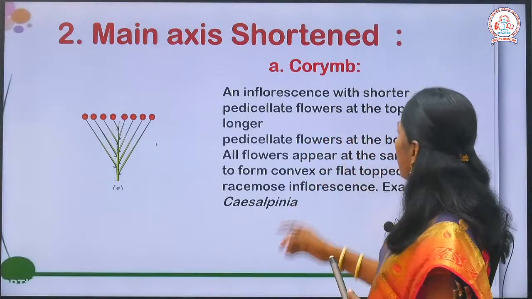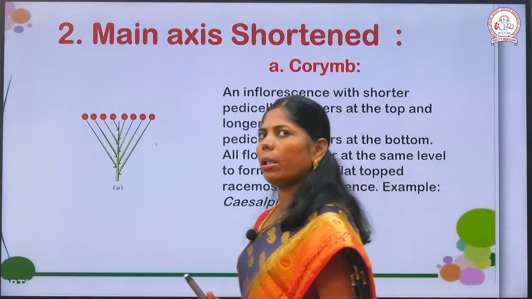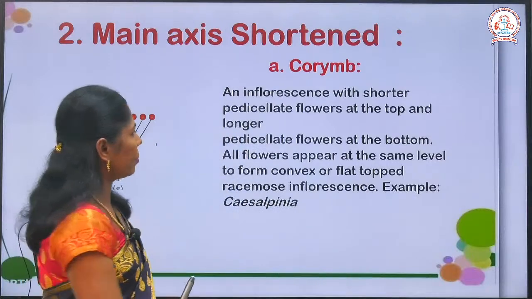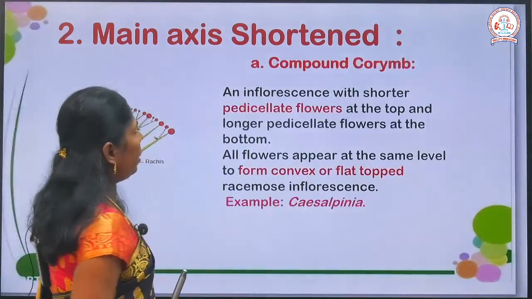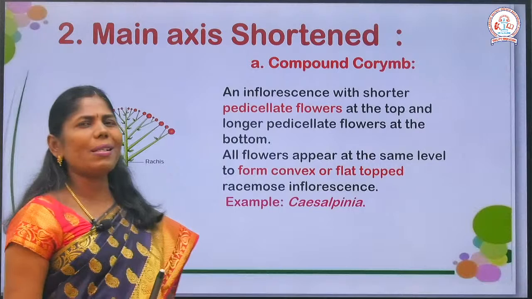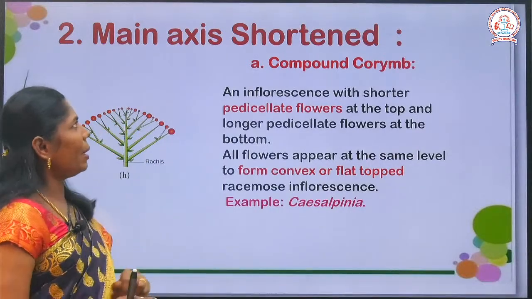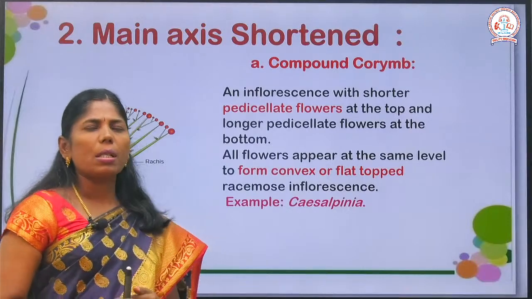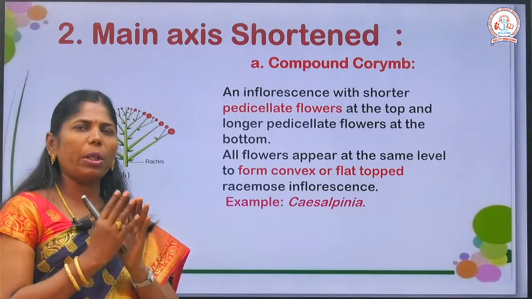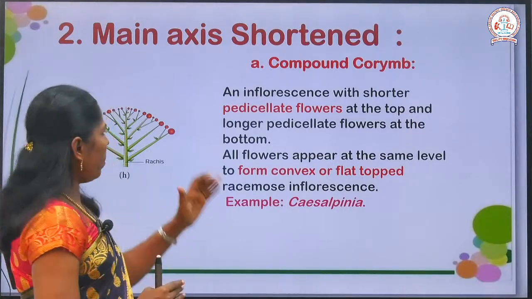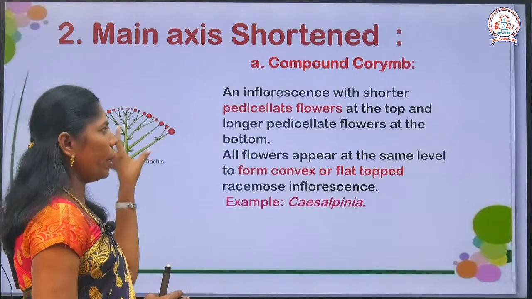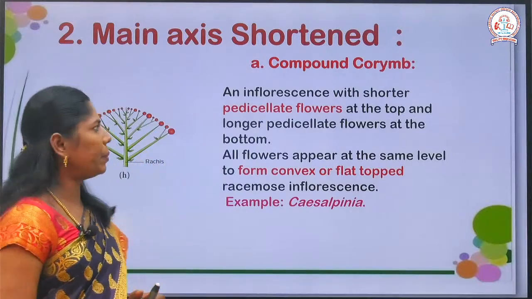So it is an inflorescence with shorter pedicellate flowers and longer pedicellate flowers. An example is Caesalpinia. And compound Corymb means a number of Corymbs are arranged on the main axis. A simple Corymb is just a single one. A compound Corymb has so many branches of the Corymb.